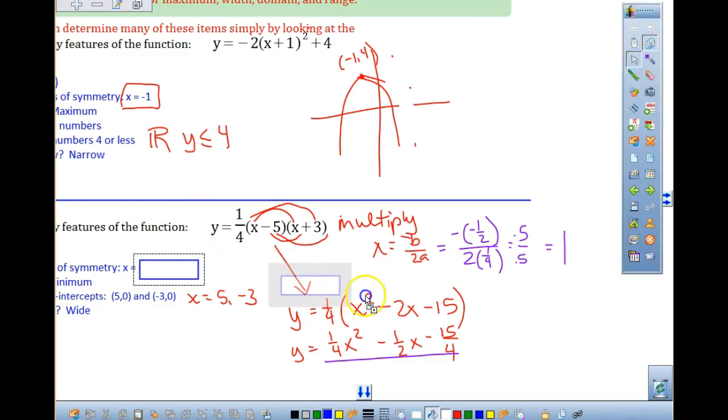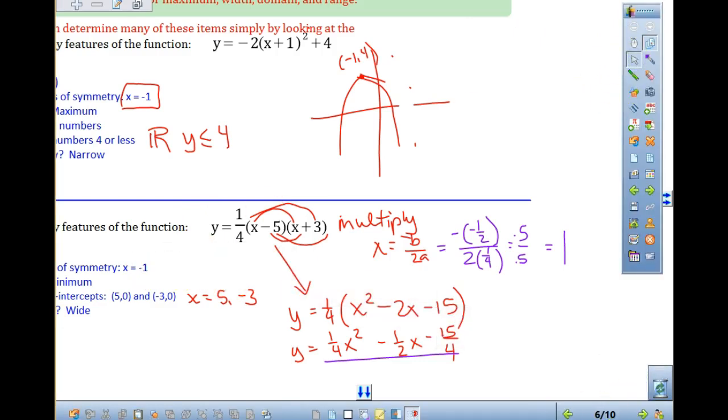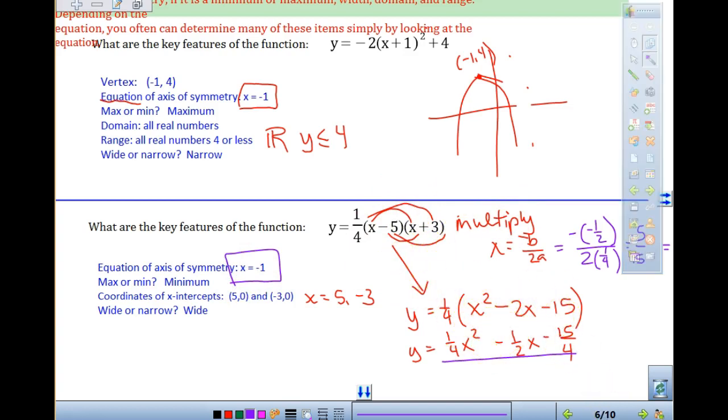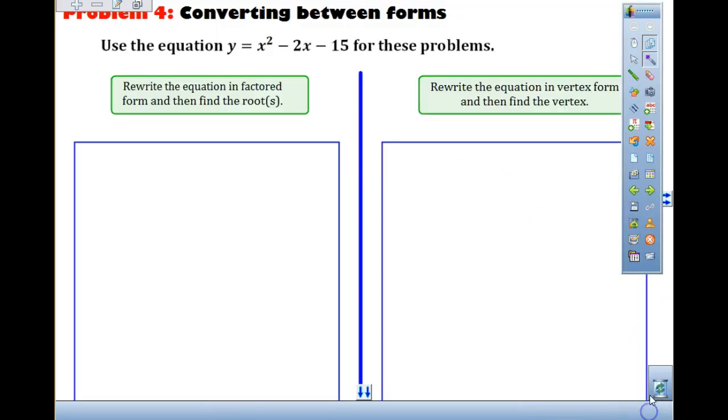Do we have to find the y-coordinate of our vertex in this case? No. It just says find the equation for the axis of symmetry. That's all they're asking us to find. So how did we find that? When it was in factored form, we had to use FOIL or multiply that out, using that extended distributive property. There are going to be some questions at the end of the notes that ask how you get from factored form to standard form, and from standard form to factored form.